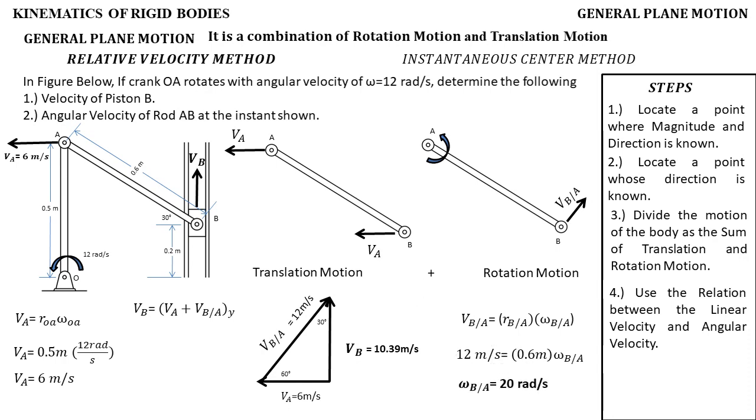The angular velocity at B with respect to A is equal to 20 radian per second. So let's have a recap. The velocity of point B is equal to 10.39 meters per second, and the angular velocity of rod AB at the instant shown is equal to 20 radian per second.